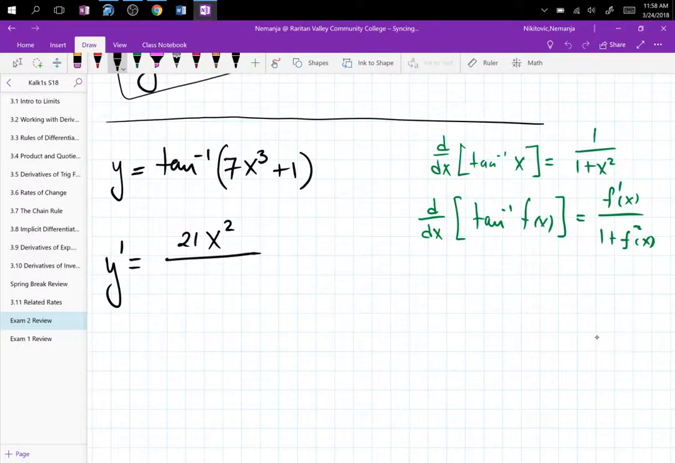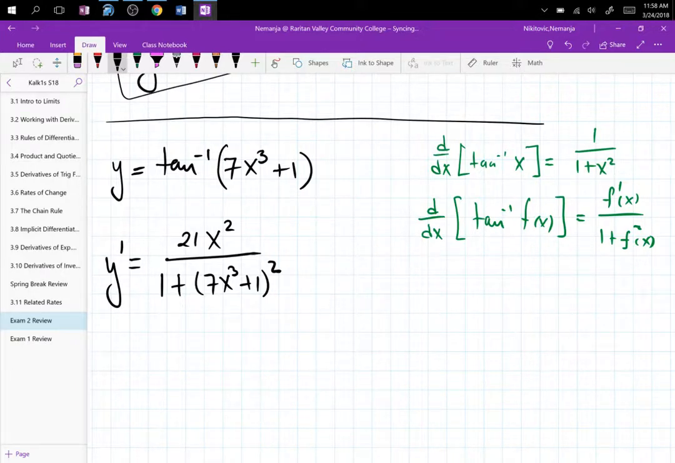Divided by what? 1 plus? Is it just the 7x plus 3, 10x 3 plus 1, sorry. Yes. So, you cut and paste and square it, and then its derivative goes on top. Good. Any other questions, concerns?